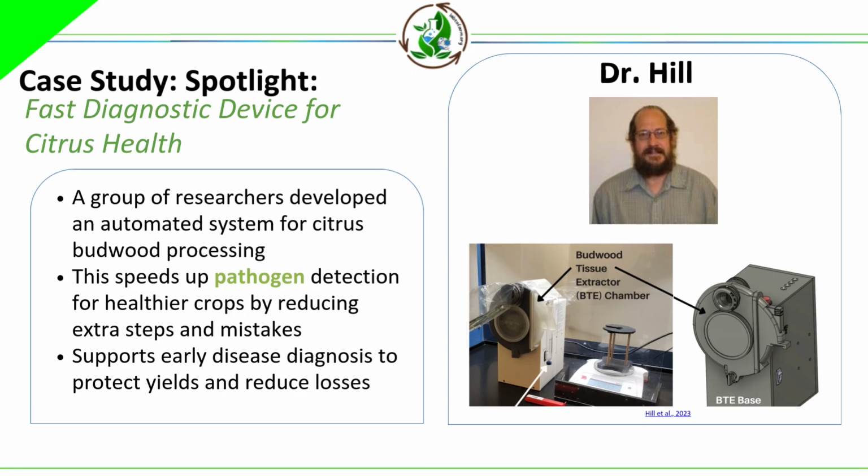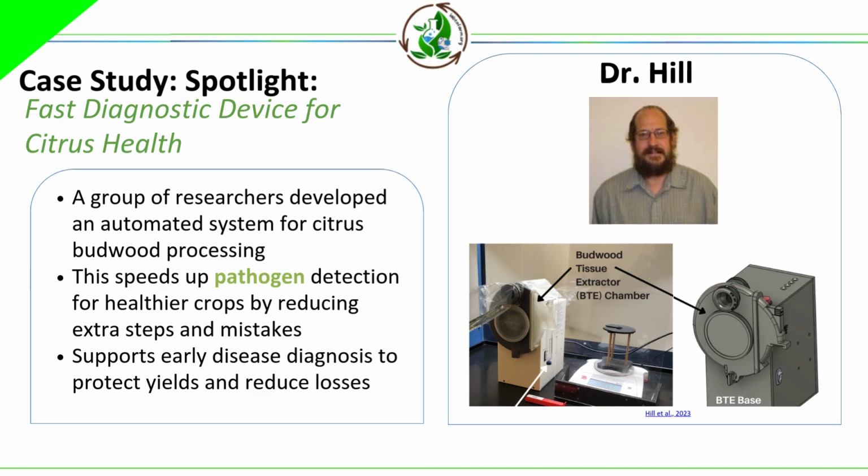What if diagnosing plant diseases could be fast, accurate, and automated before the damage is even visible to the eye? This spotlight on Dr. Douglas Hill's work shows how that idea is becoming real in citrus. Dr. Hill and his team at Technology Evolving Solutions have developed an automated system for preparing and testing citrus budwood, commonly used for orchard propagations.